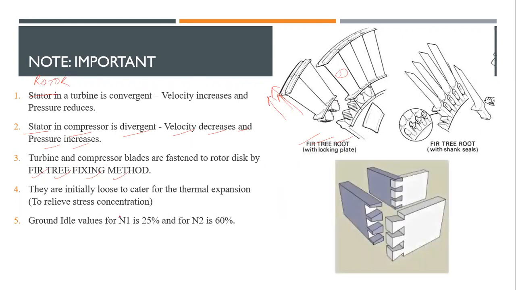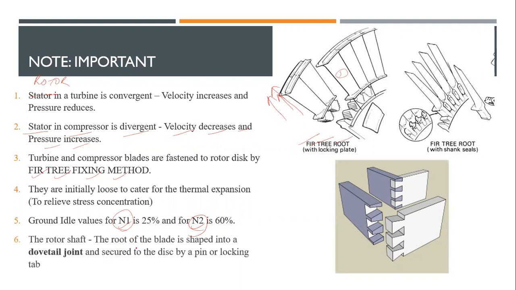The ground idle values of N1 is 25% and N2 is 60%. Now, what is N1 and N2? If you remember the first chapter, I told you N1 is spool number 1. There are 2 spools in an engine. This is spool number 1, this is spool number 2. A spool is a combination of your compressor and a turbine shaft. And N2 is shaft number 2, which means compressor number 2 and turbine number 2 put together.